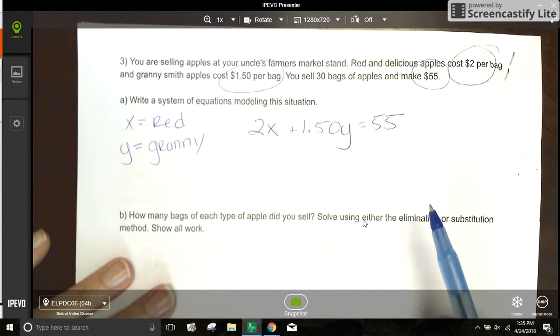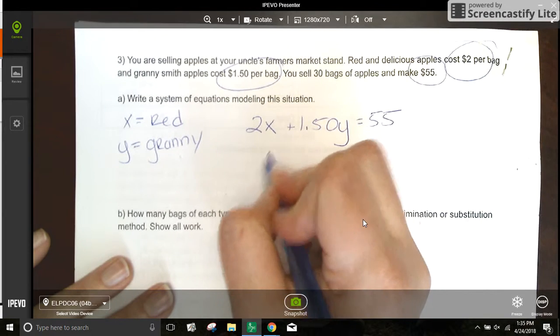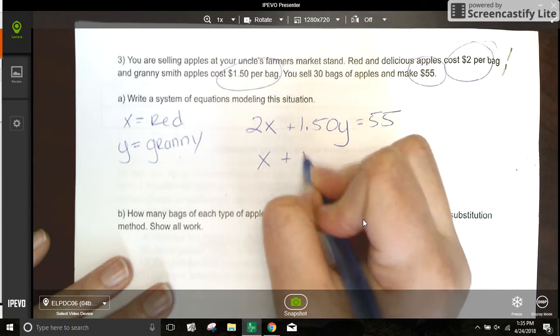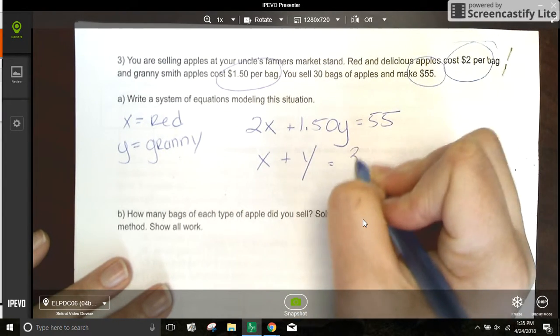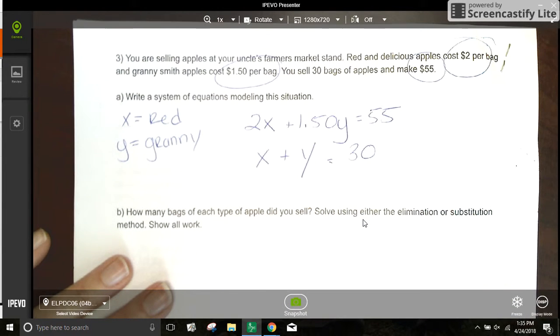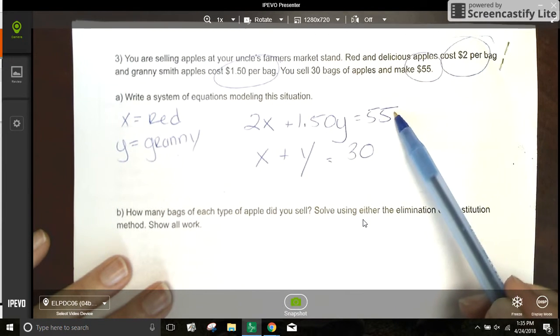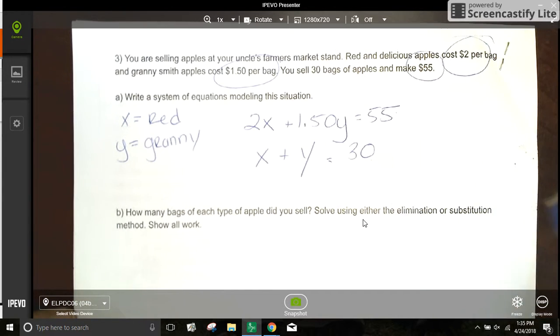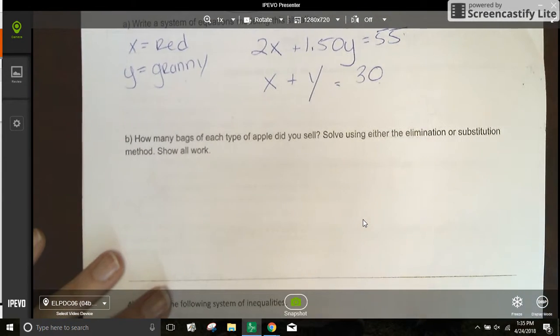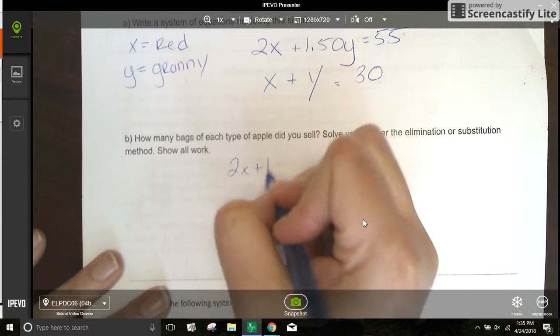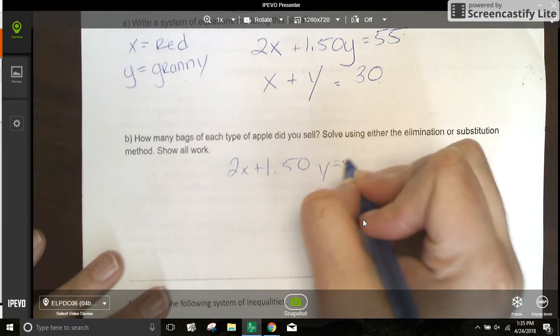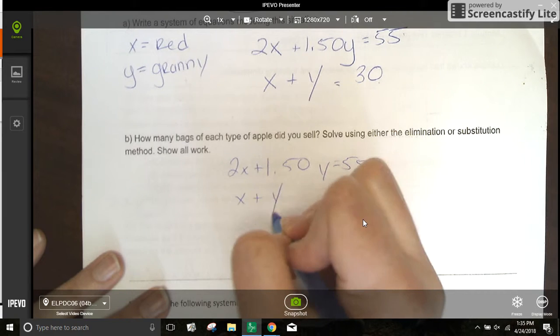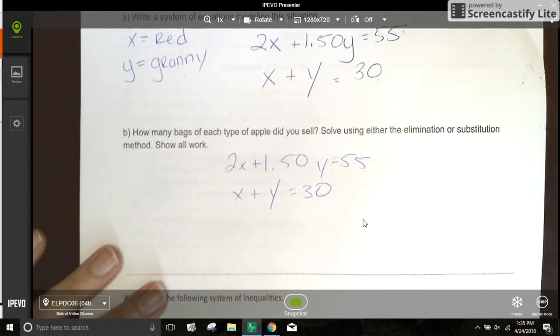Then write an equation just about the bags. If I sell this many bags of red and this many bags of Granny, I want to sell 30 bags. So this is the cost, and this is how many bags I have. For B, they want you to actually solve it using substitution or elimination. I don't know which one you would prefer.